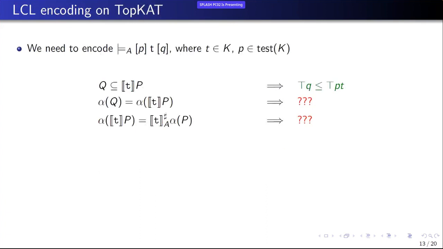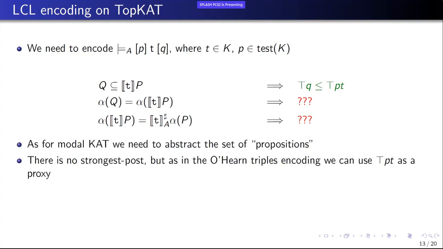So we need again to encode those three formulas into the KAT. So again, the first one is easy. This encoding is again from the other paper, the one in which they presented TopKAT and how that can encode OR logic. But the other two formulas are not very clear because again, we don't have a definition of abstract domain in this context. So as for the Modal KAT, we need to have a way to represent the set of propositions.